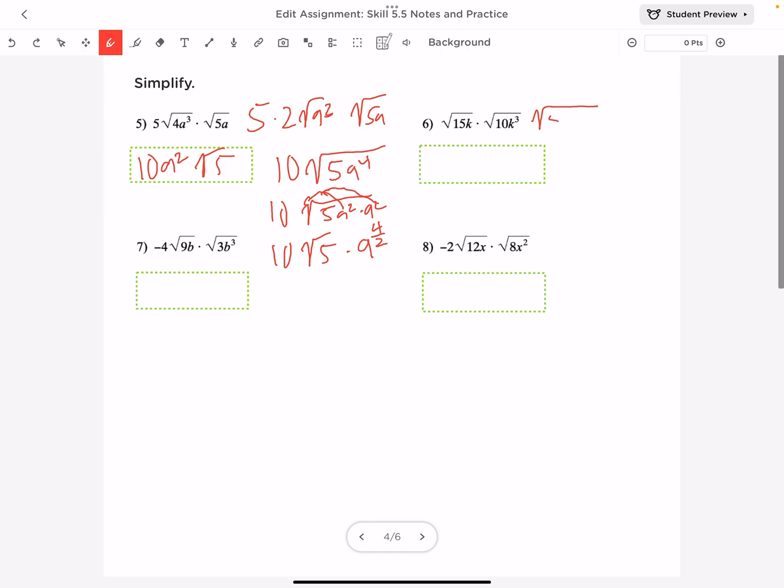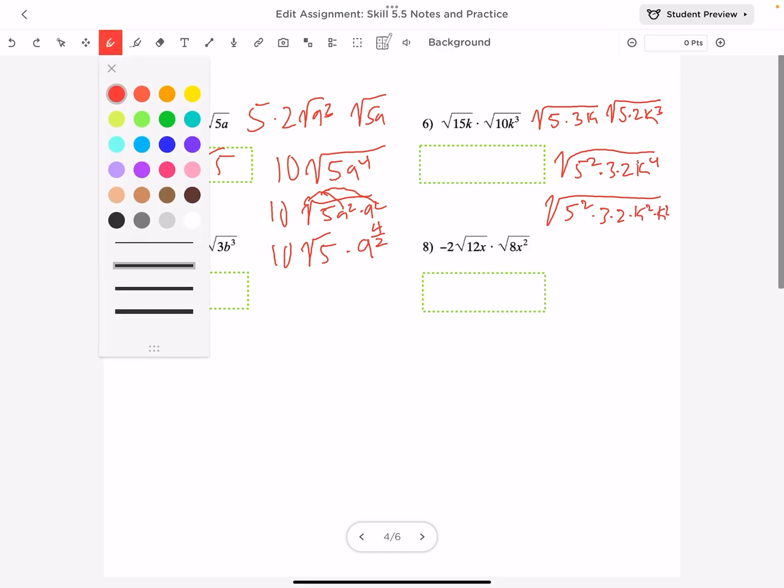Now, same thing here, except I want to write my prime factors. So 15 is just 5 times 3, k. And then 10 is 5 times 2, k to the 3rd. And when you do this, when we rewrite this, we get a big square root with everything in it, 5 squared, because 5 times 5 is 5 squared, times 3 times 2. And then this is k to the 4th, and you can always rewrite k to the 4th as 5 squared times 3 times 2 times k squared times k squared.